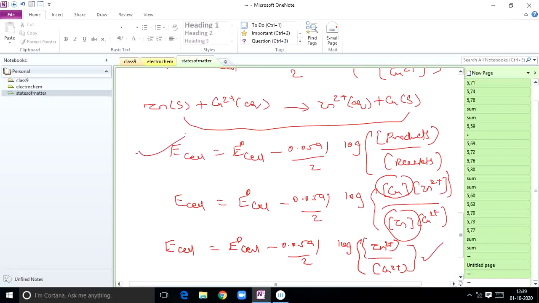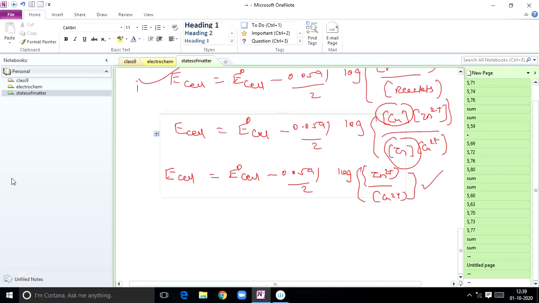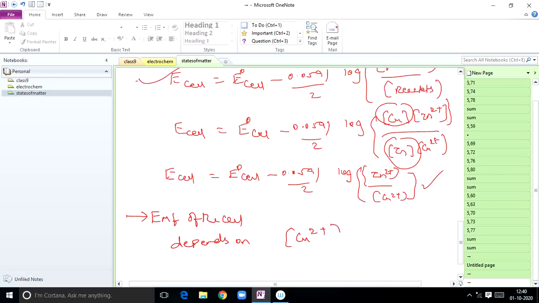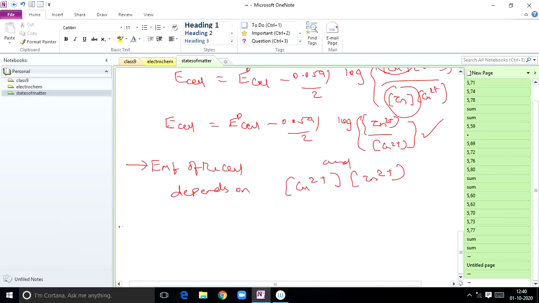Okay students, now next, note: EMF of the cell depends on concentration of both. What points you have to note? EMF of the cell, E cell, depends on concentration of Cu2 plus as well as concentration of Zn2 plus, on both these concentrations. Next, that is the key point.